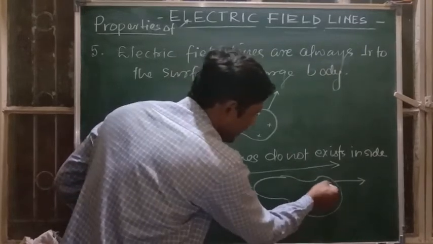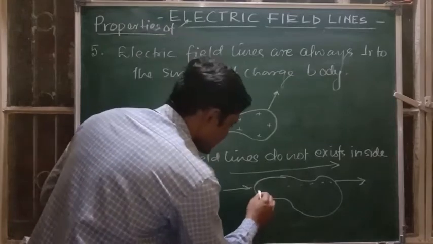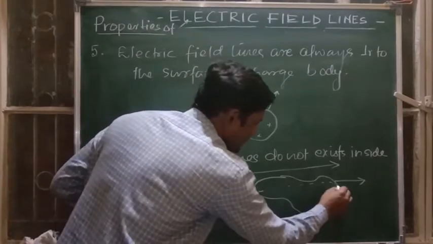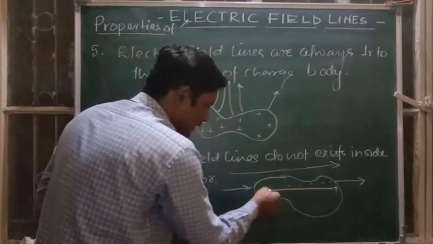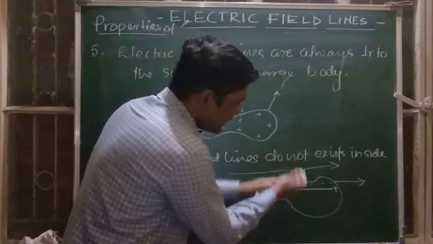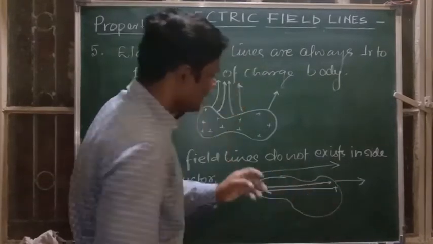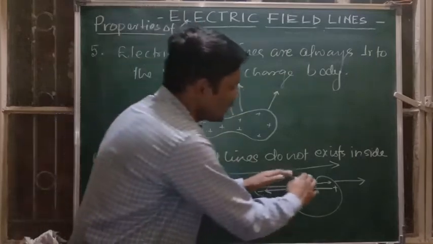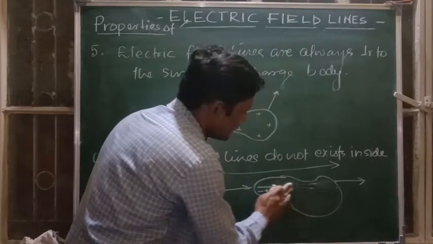Actually there are electric field lines, but due to induction, some negative charges and positive charges appear on opposite sides, that produces electric field lines opposite to that. So these two lines cancel out each other, and we can say that there is no net electric field inside a conductor, so electric field lines must be vanishing inside.